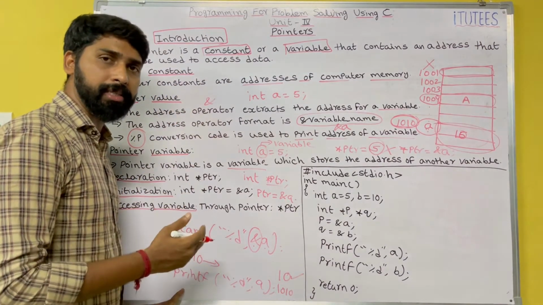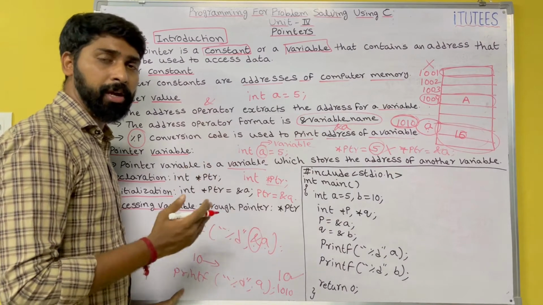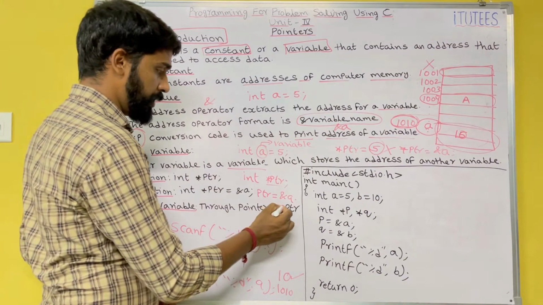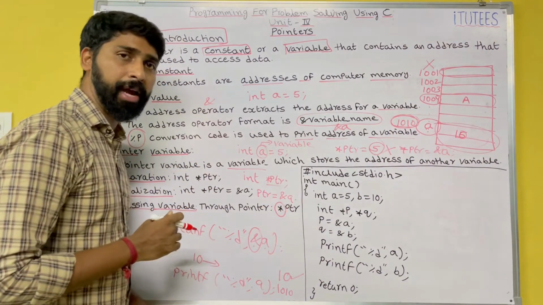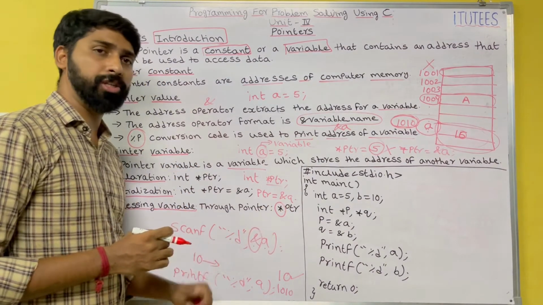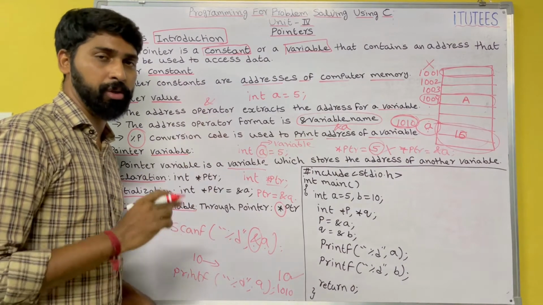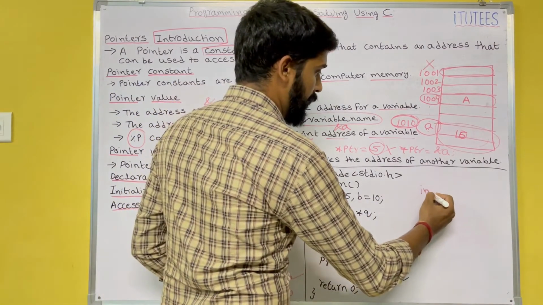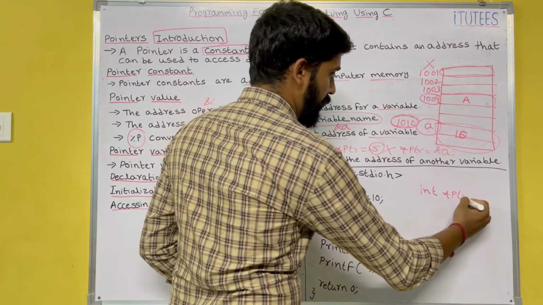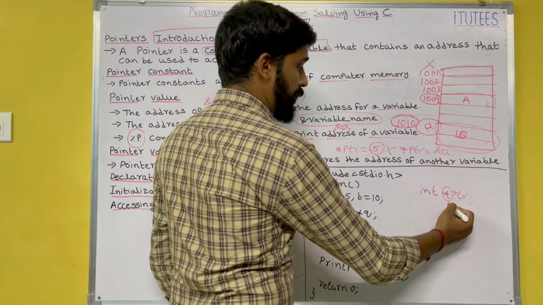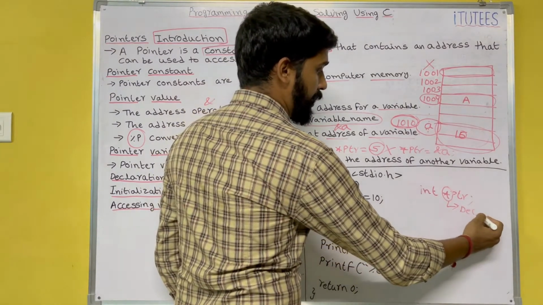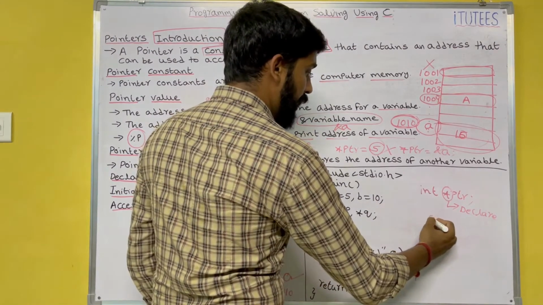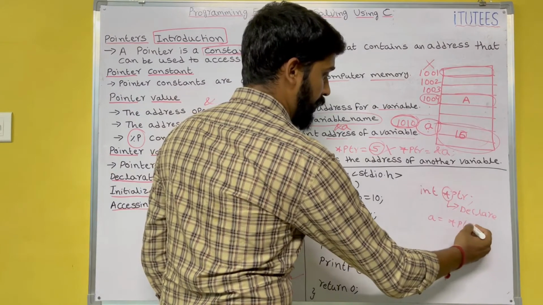Now I want to access the content of the variable a with the help of the pointer. How? We are going to use the asterisk operator. The asterisk operator is used in two ways. One is to declare a pointer, for example, int asterisk ptr. Here this asterisk is used to declare a pointer.